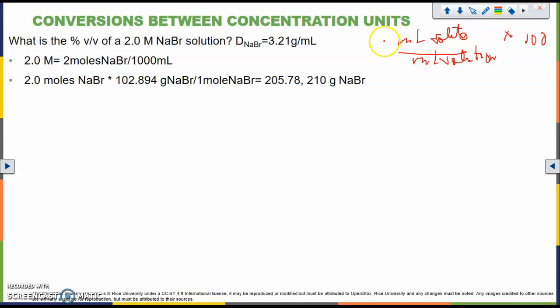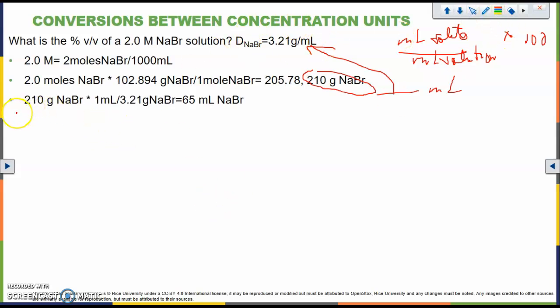Now remember, we need mils of solute on top. Is this mils? No. We need to convert this grams of sodium bromide to mils using, take a wild guess, the density. This is why I give you the density. Here we go. 210 grams is equal to 65 mils. Now we have mils of solute.